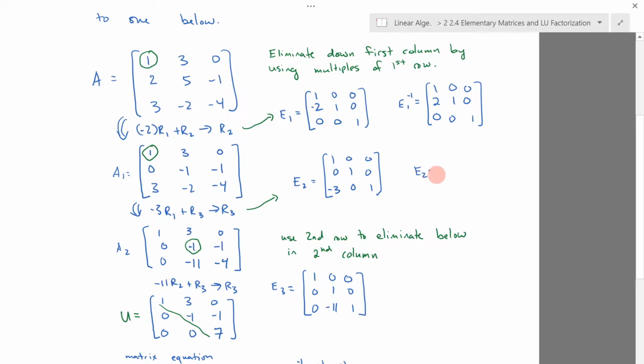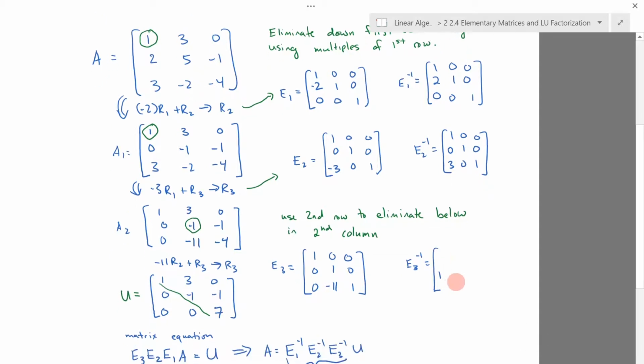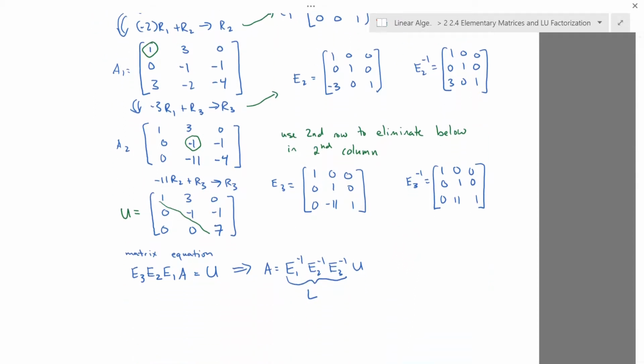E2 inverse again is essentially the same matrix, but I take the opposite of this entry here, so that becomes a positive 3. And then E3 inverse is again essentially the same matrix, but I get a positive 11 here. Okay, so those are my three inverse elementary matrices, right?